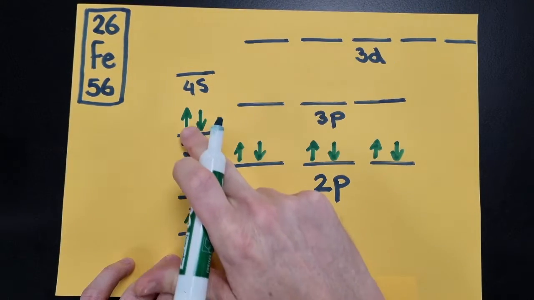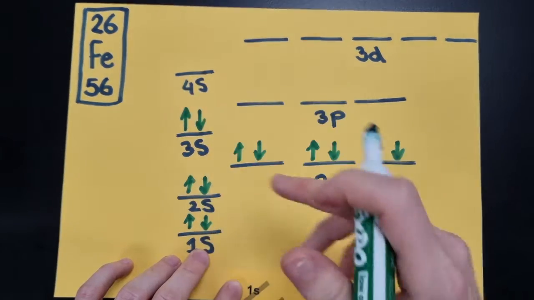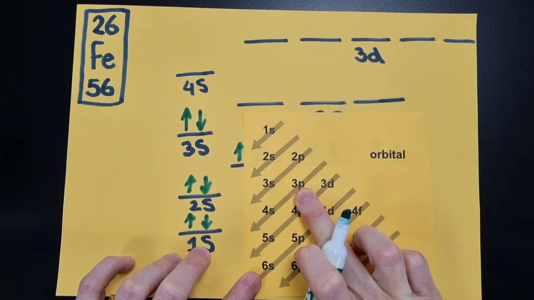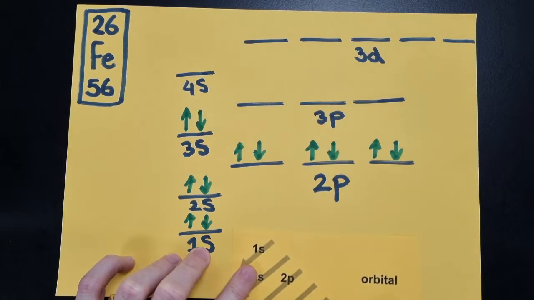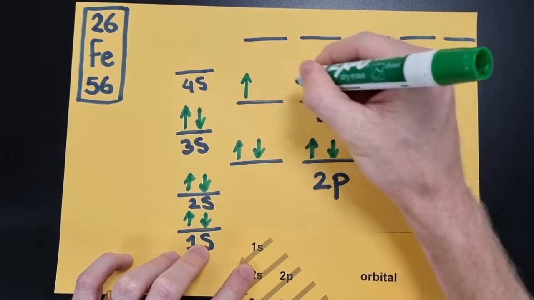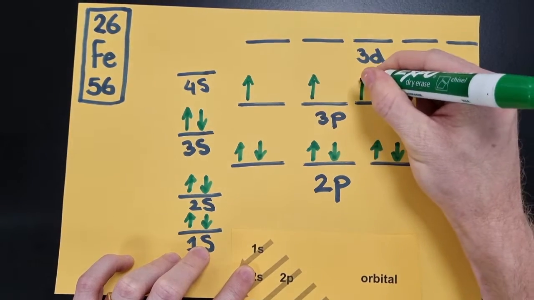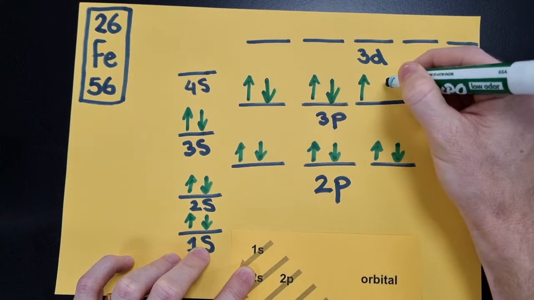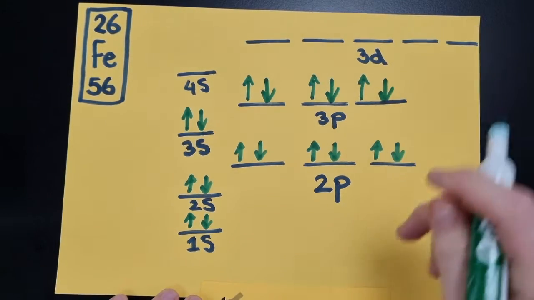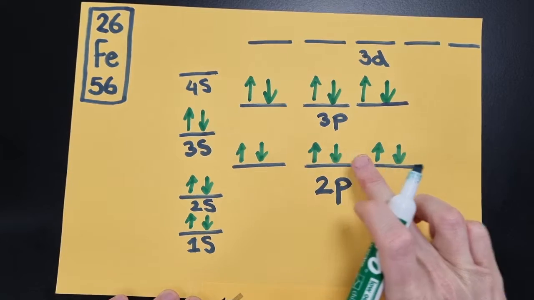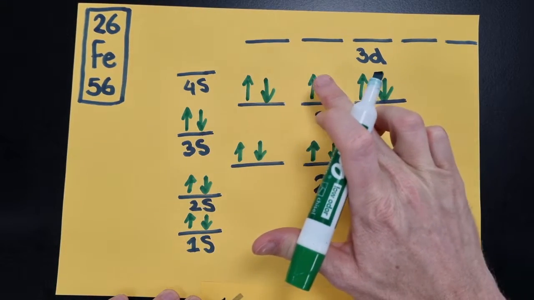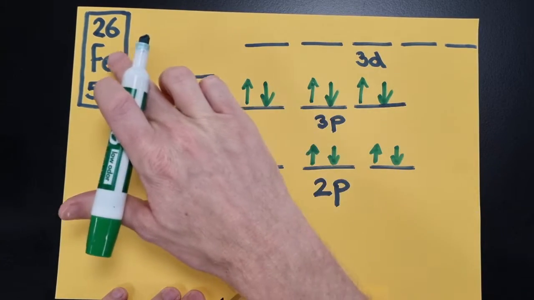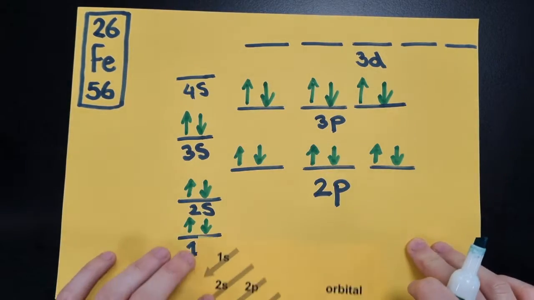At this point, 2, 4, 6, 8, 10, 12. We've still got plenty to go. I've finished my 3s, which means I can progress to the next one over, which is my 3p. So we go up arrows first, followed by the down arrows. Now we're having a look. 2, 4, 6, 8, 10, 12, 14, 16, 18. So I still have 8 left that I've got to place.